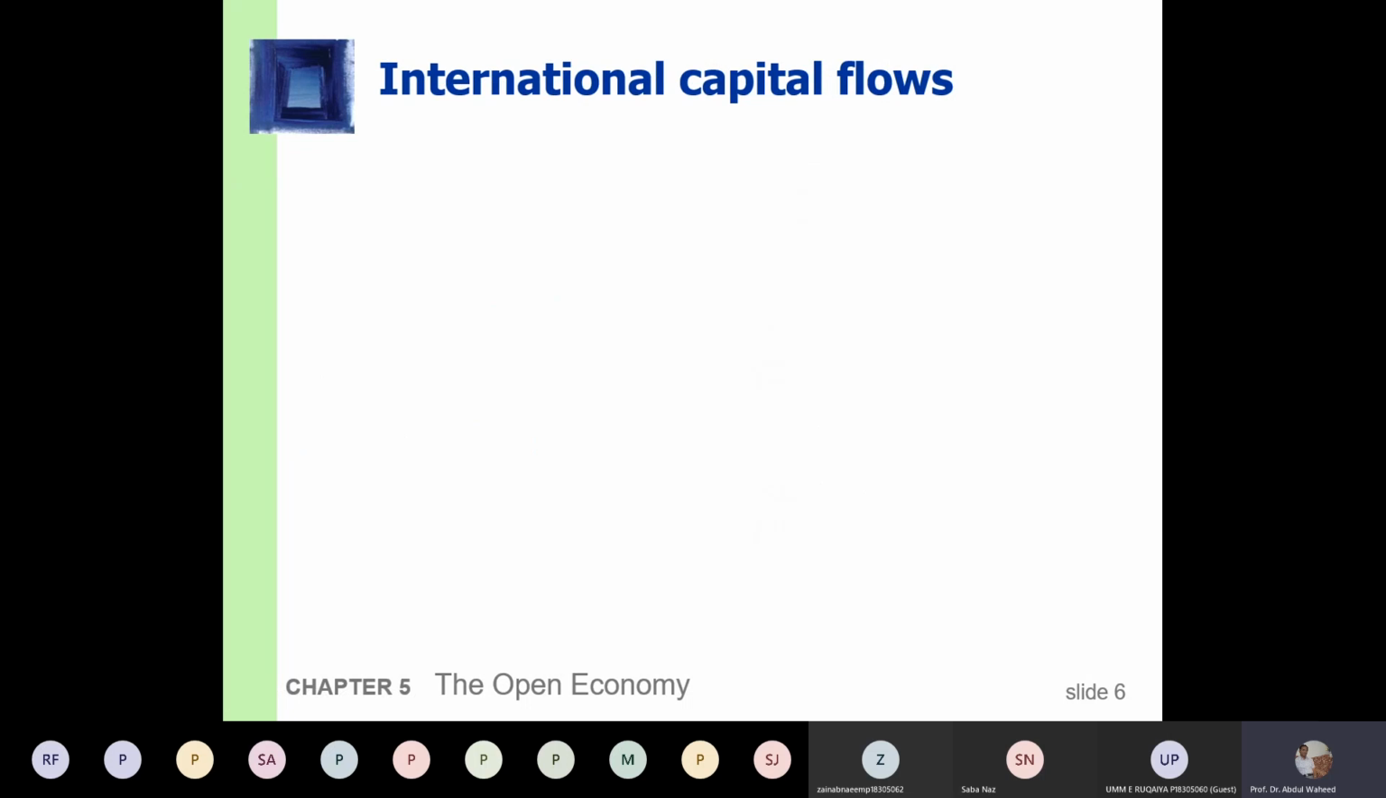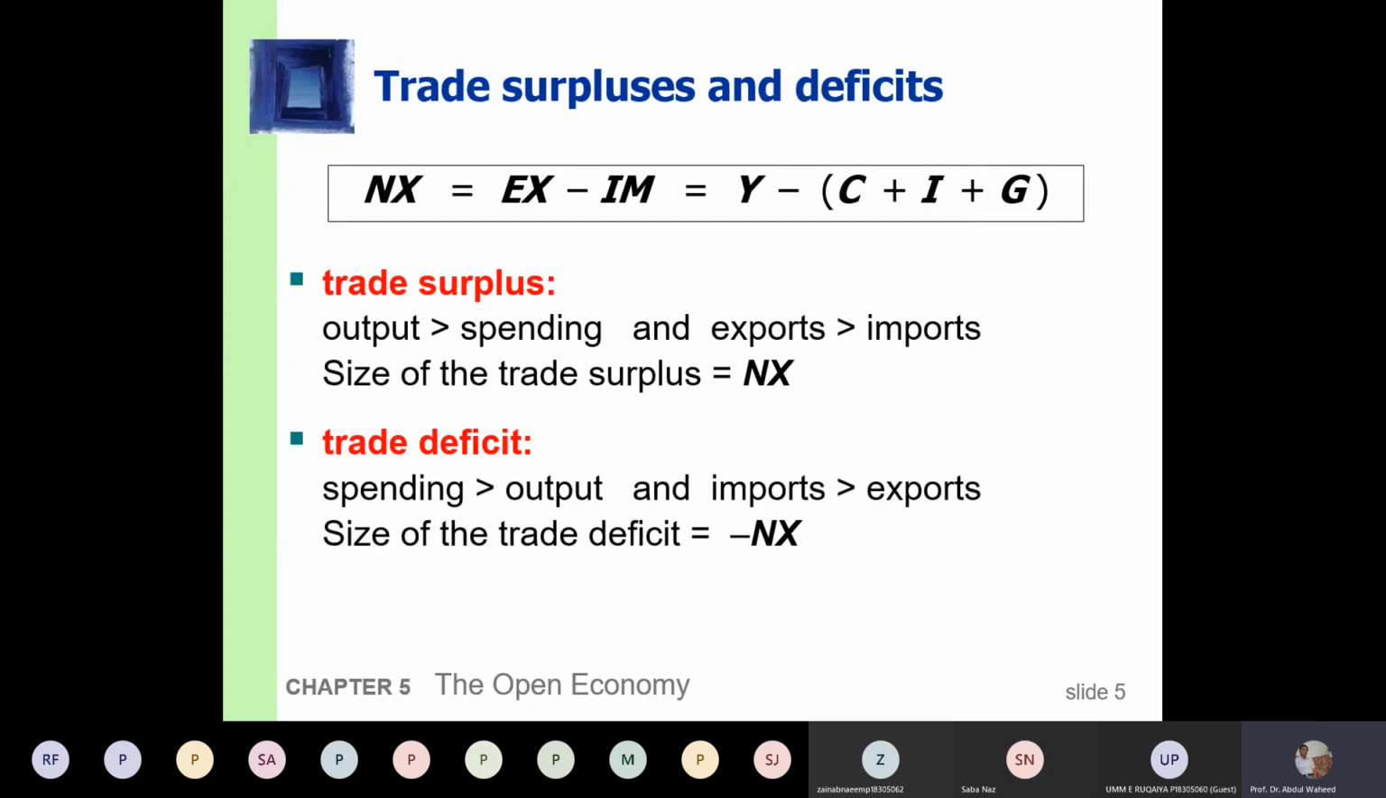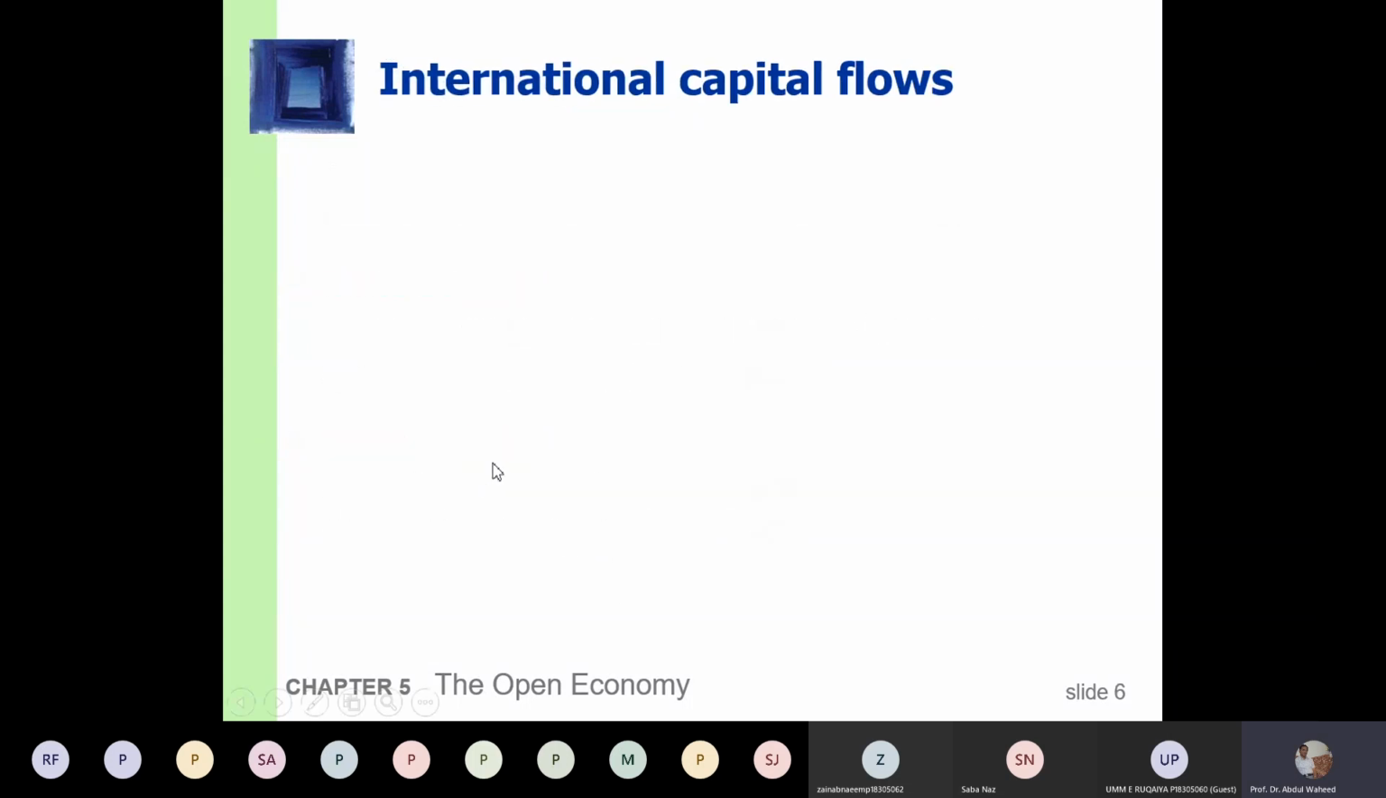Next, we have capital flows. Because when you have a deficit, then you have to finance this deficit. Now, how to finance this deficit? There are different ways to finance this deficit. Borrowing could also finance this deficit. You can borrow. So we have international capital flows also.